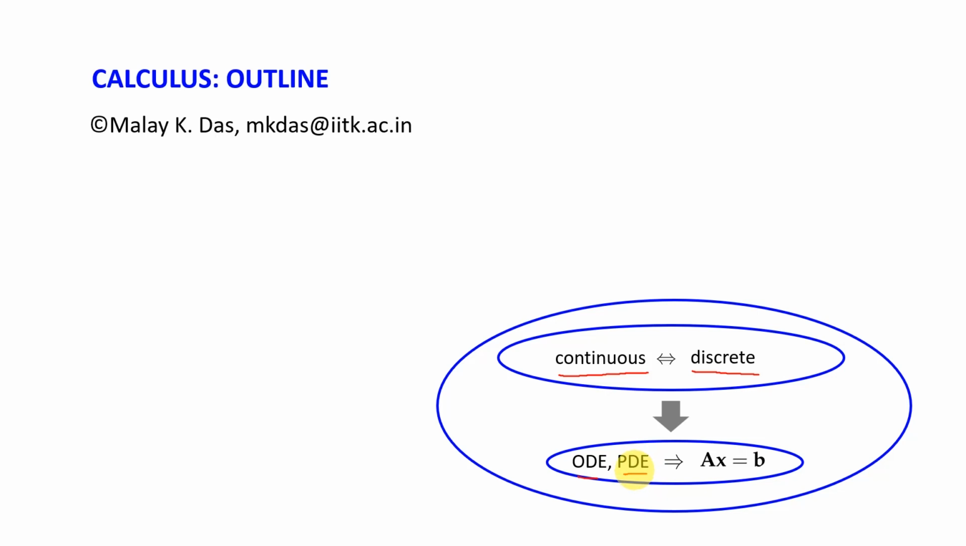You will see that our goal will be to convert these ordinary as well as partial differential equations into systems such as Ax equal to b systems, which means simultaneous linear equations, and we already know how to solve such equations, and eventually the solution of those equations will give us the solution of ordinary and partial differential equations.